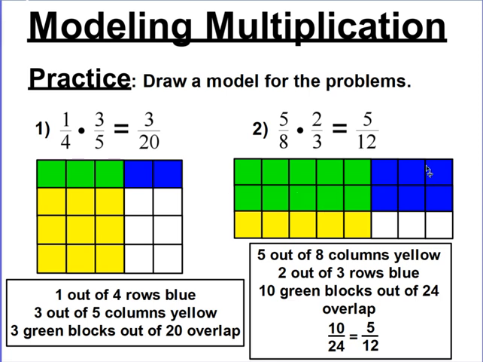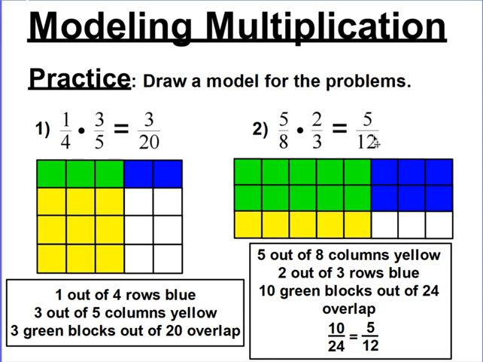Going sideways, the rows, I did 3 rows, and the numerator tells me to color in 2 of those rows. So the 2 rows are colored in blue, where the blue and yellow overlap, they make green. And 10 out of 24 is the final fraction, because 10 green ones out of 24 total.